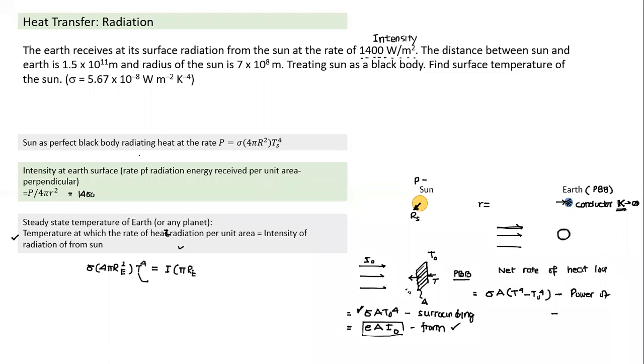Pi Re square. I think some of you should remember this. What is the heat incident on the Earth? Not 4 pi R square; it will be like a circular disc. So this equation gives me the steady state temperature of the Earth, if I assume Earth to be a perfectly black body and a highly conducting object.